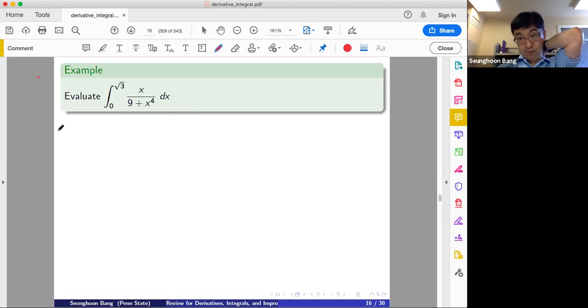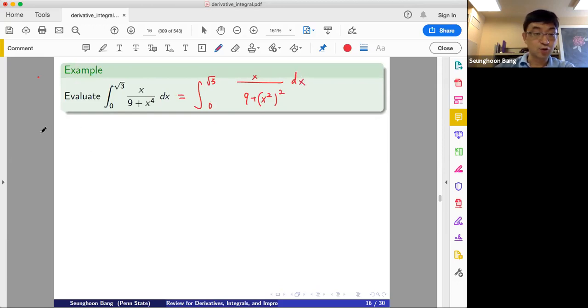So what is u? Could you write u? You said you use u substitution. What is u? Not x. We have x on top and x to the 4 on the bottom. What's the best way? We can find 9 plus x squared. Yes, x squared. This one, you can use substitution.